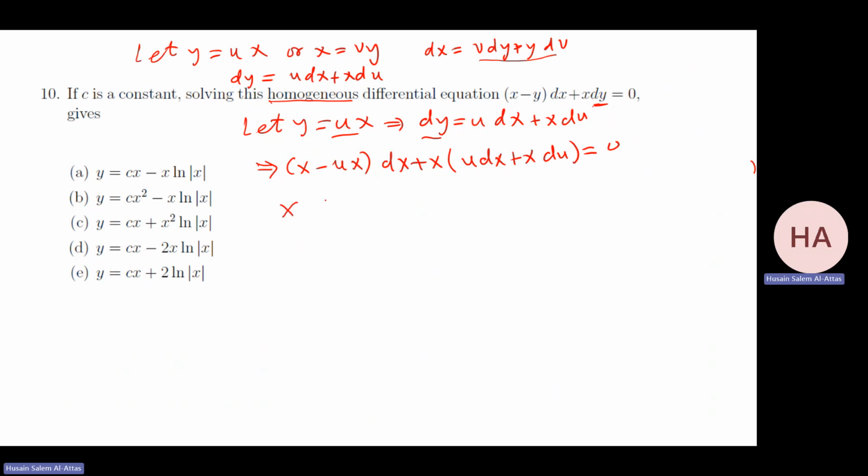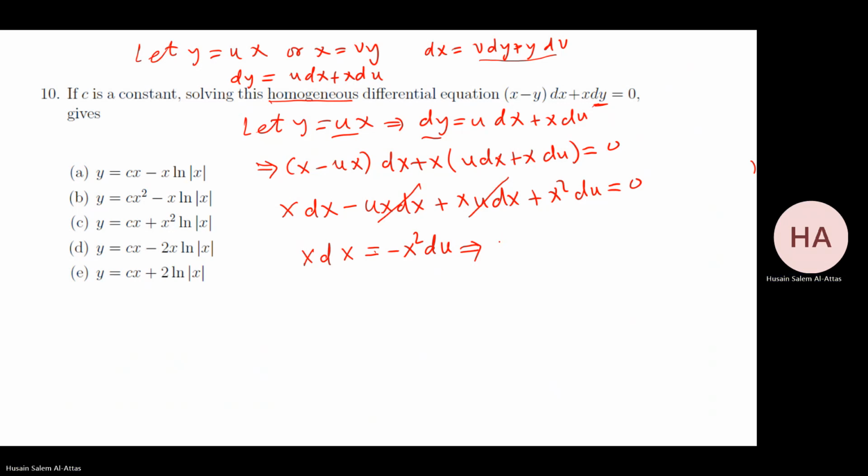Now we'll try to solve this equation. I have x dy, which will be separable for sure if it is homogeneous. Now this is minus ux dx plus xu dx plus x squared du equal to 0. So these two cancel. Nice. Let me take it easily. x dx equals minus x squared du. In other words, minus dx over x equals du.